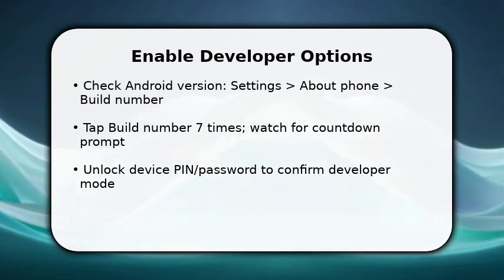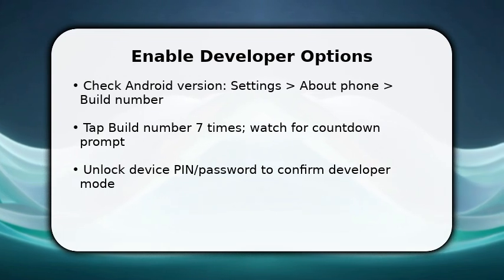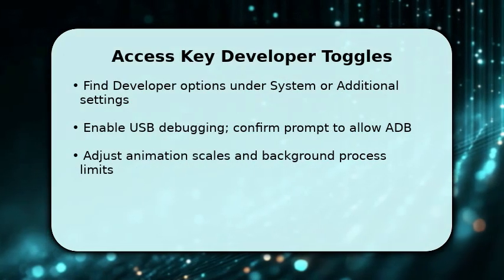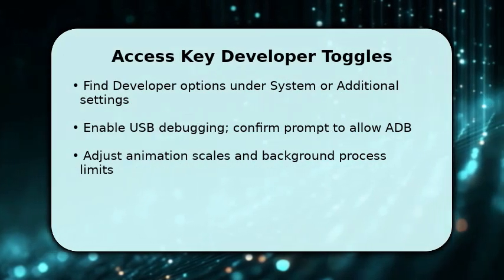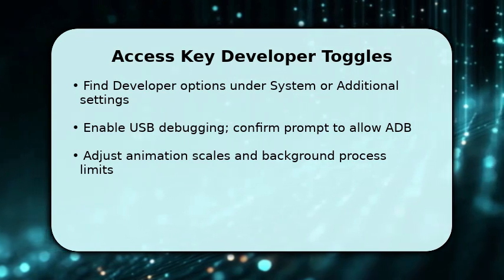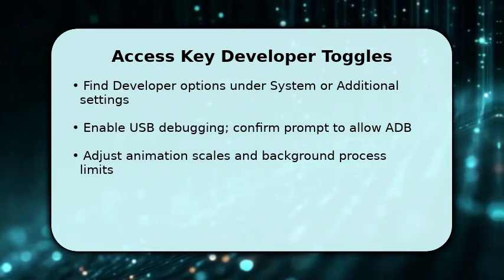You now open Developer Options and scan for critical toggles. Turn on USB debugging to allow ADB connections. When the confirmation dialog appears, accept it only on trusted machines.